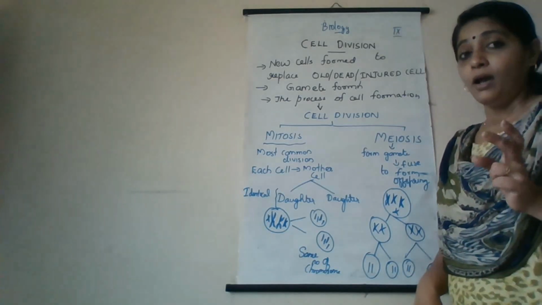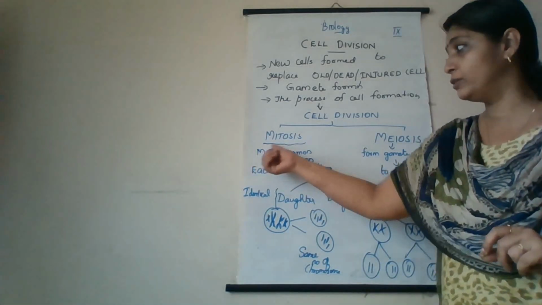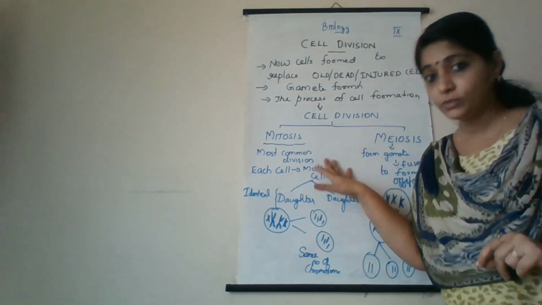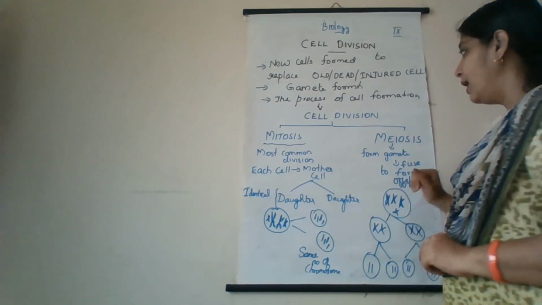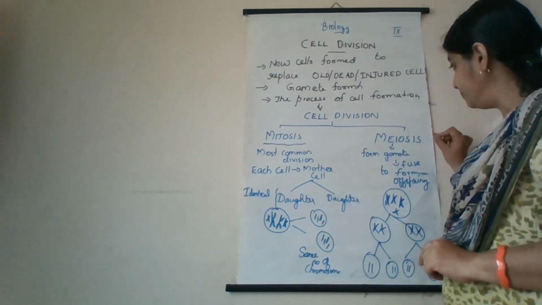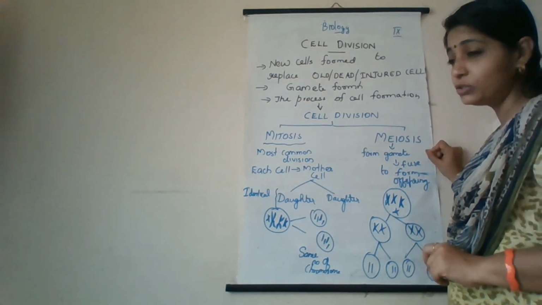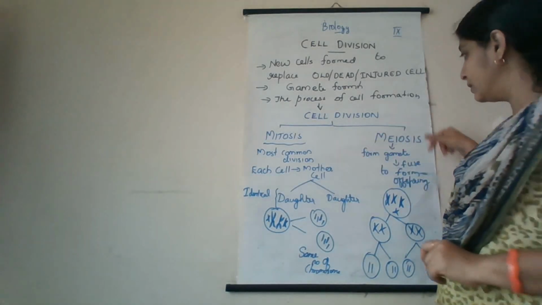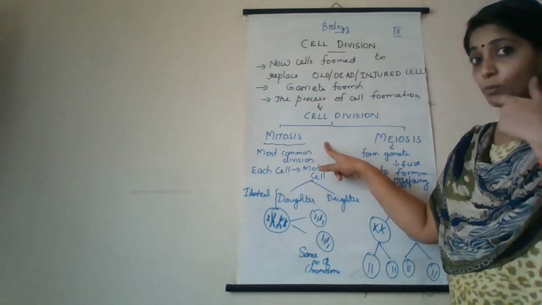And there are two different types of cell division. One is mitosis, another one is meiosis. Mitosis is the most common method of cell division which occurs in the body of an organism, and meiosis is the type of cell division which leads to the formation of gametes. That occurs in the reproductive organs. And mitosis is the most common type of cell division.